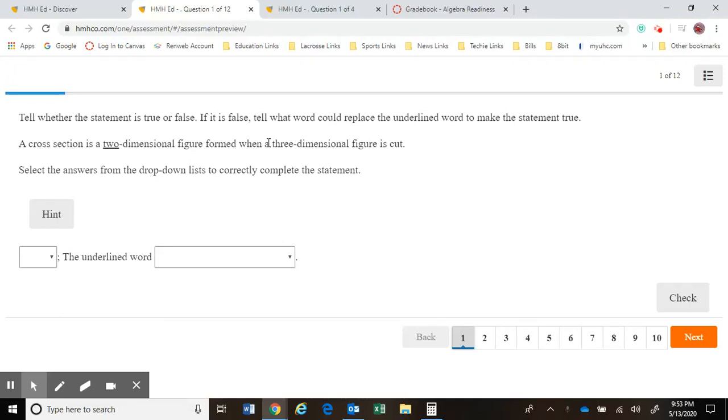All right, this is the Module 11 review. So this is part 3 of your review. Okay, so tell whether the statement is true or false. If it's false, tell what word could replace the underlined word to make the statement true.